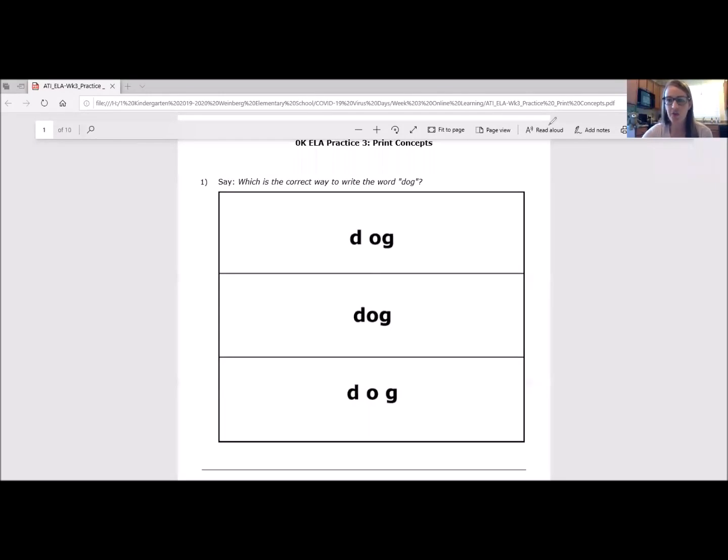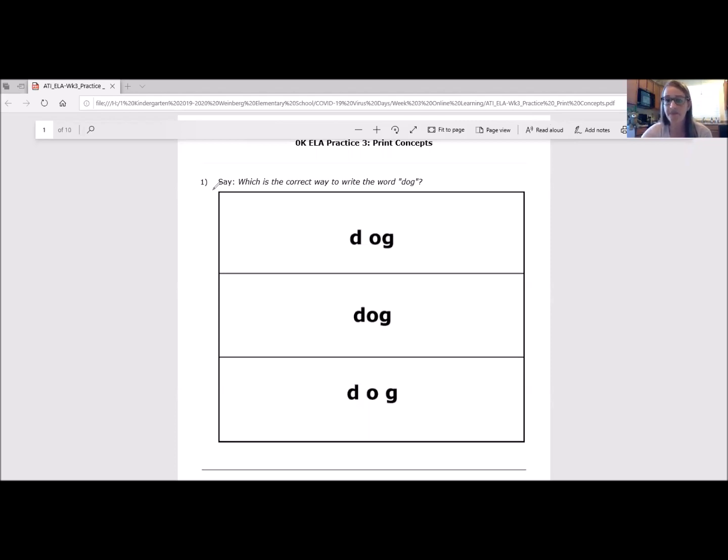Hi, kindergartners. One of the activities you have to do today is an ATI practice page on print concepts. I'm going to try my very best to do this with you. You don't need to print off anything, or you don't need a pencil or anything like that. Just simply point on the computer screen or iPad screen what the correct answer is. All right, let's go ahead and try to get started.